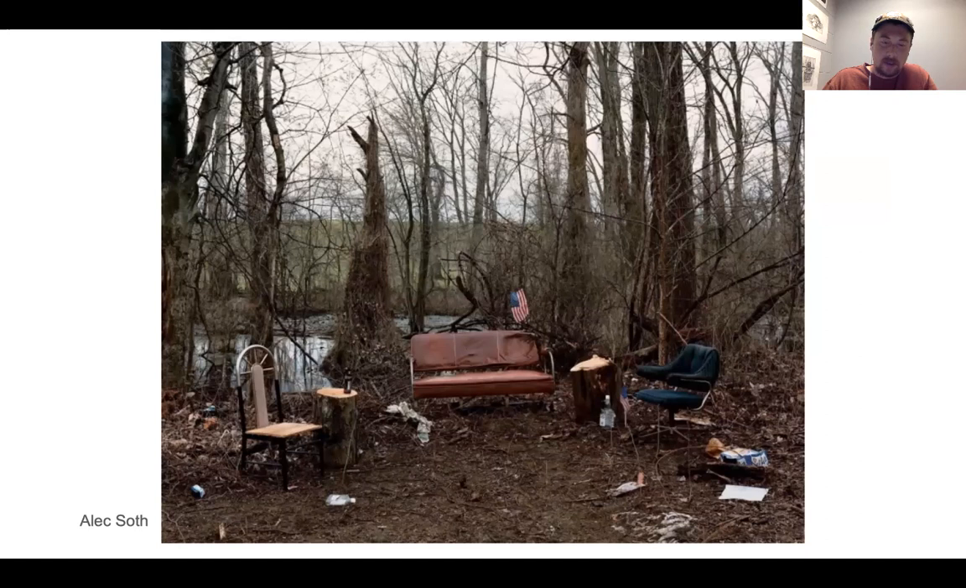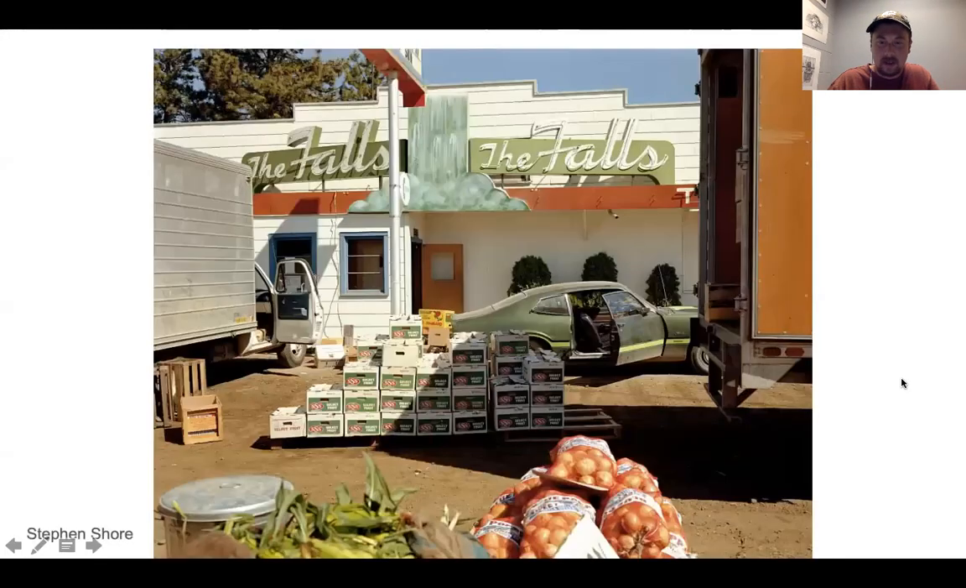This is an image by Alex Soth of an area next to the Mississippi River. It's a dark image, and it's showing not the best stuff, but there's also kind of beauty in it as well. It's an interesting still life, and having the flag there with someone's party spot, you know, it's an interesting image.